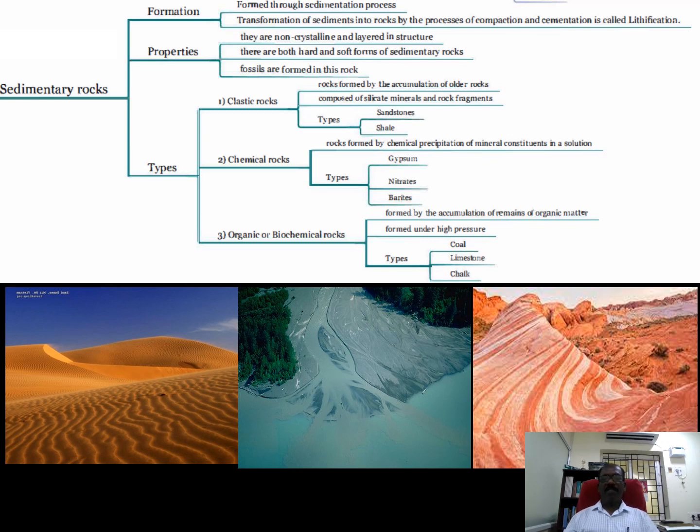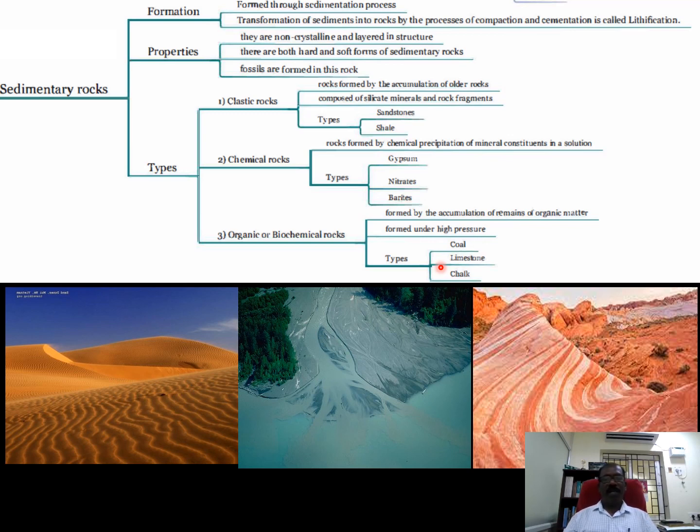Then chemical rocks are formed by chemical precipitation of minerals that are dissolved in a solution. These chemicals, for example, gypsum, then barite, and nitrates. So these kinds of sedimentary rocks, which consist of chemicals, are formed.